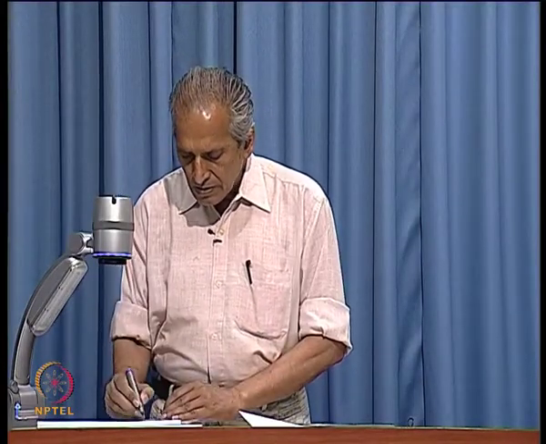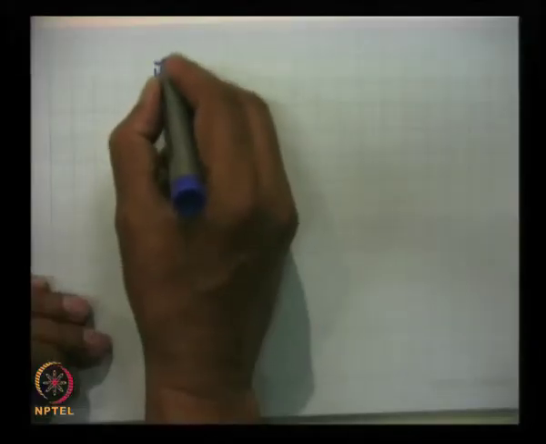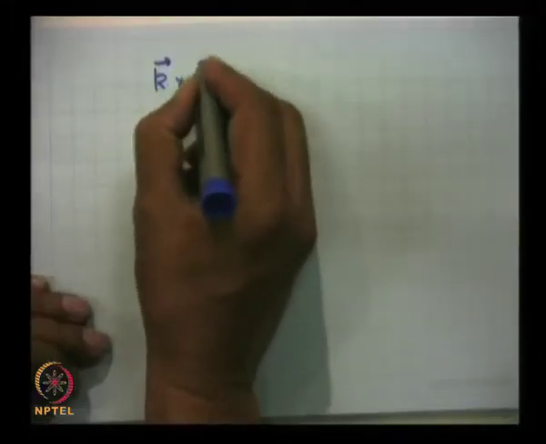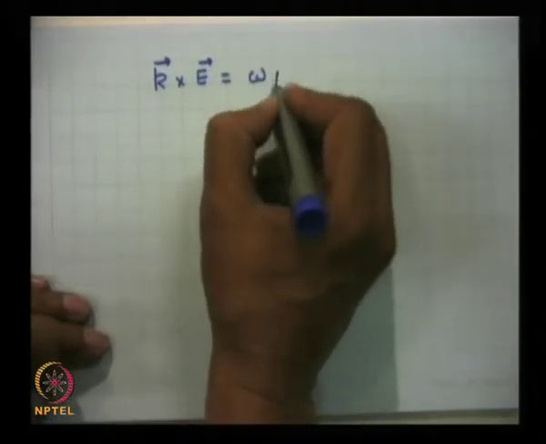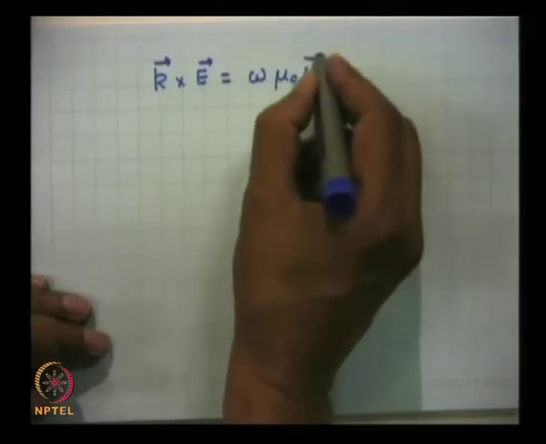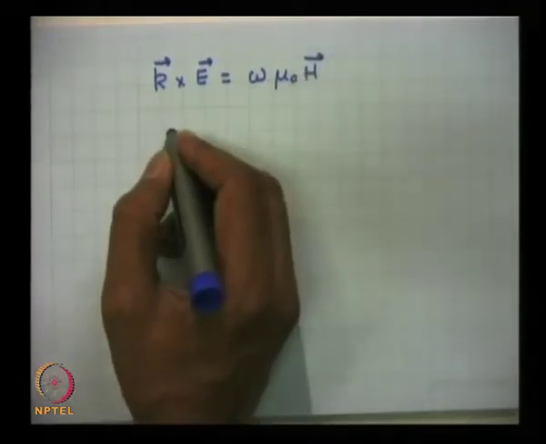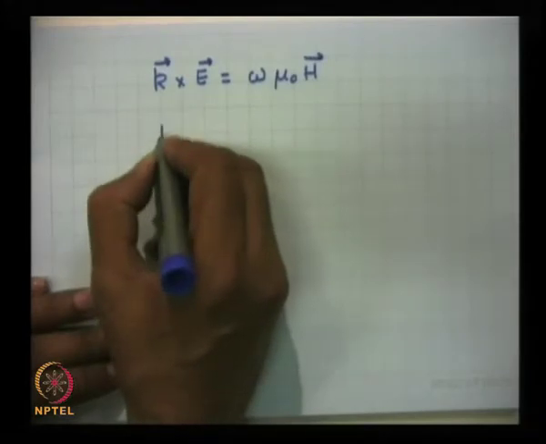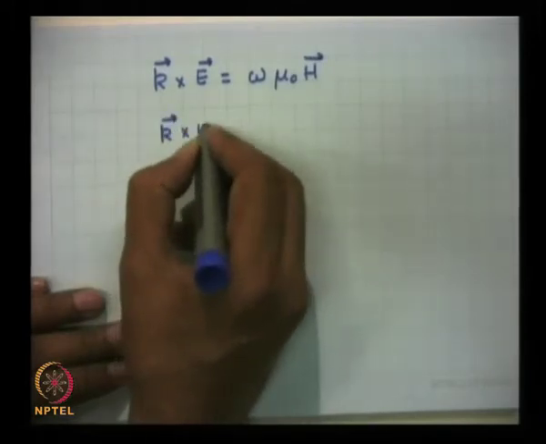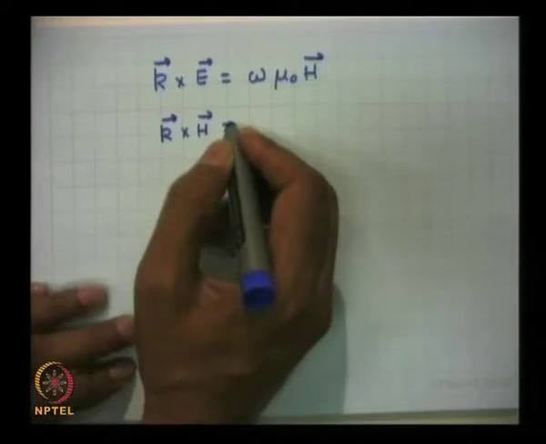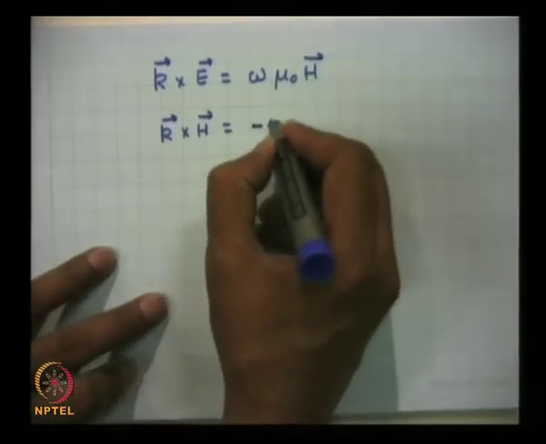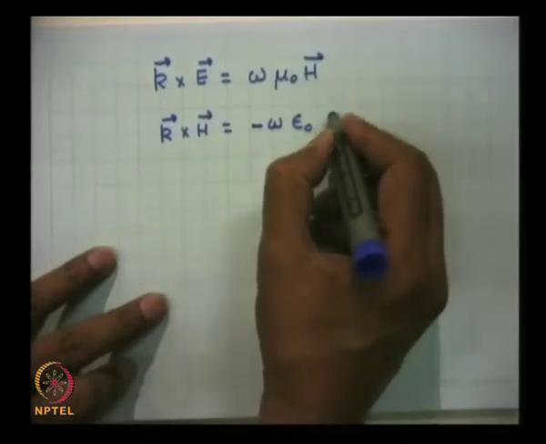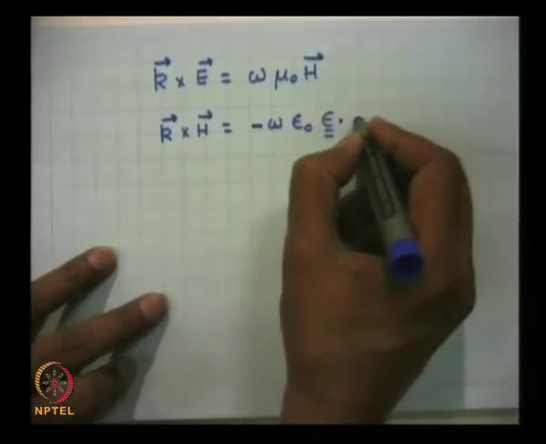The first equation becomes k cross E is equal to omega mu 0 H, and the fourth Maxwell equation becomes k cross H is equal to minus omega epsilon 0 epsilon tensor dot E.